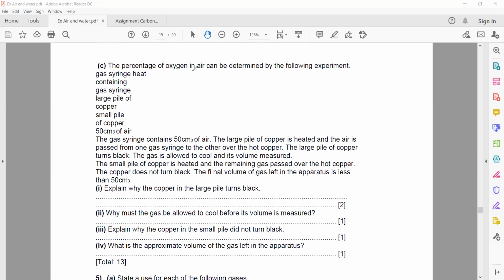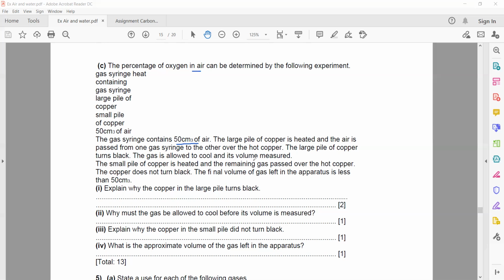The percentage of oxygen in air can be determined by the following experiment. Gas syringe, heat, containing a gas syringe, a large pile of copper, a small pile of copper, and 50 cm cubed of air. The gas syringe contains 50 cm cubed of air, the large pile of copper is heated, then the air is passed from one gas syringe to another over the hot copper. The large pile of copper turned black.